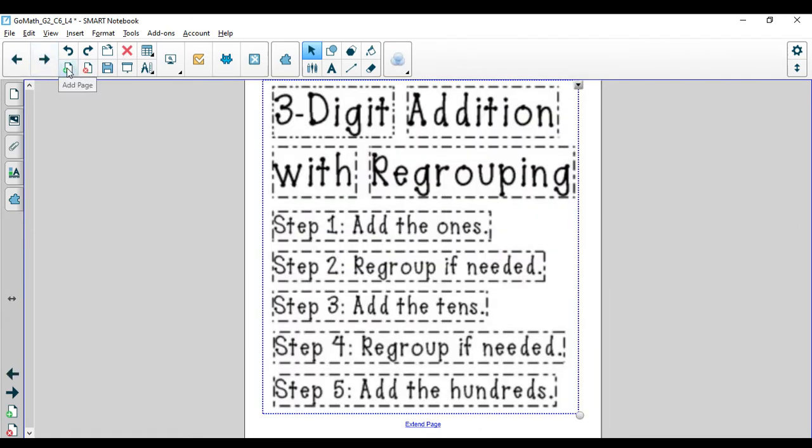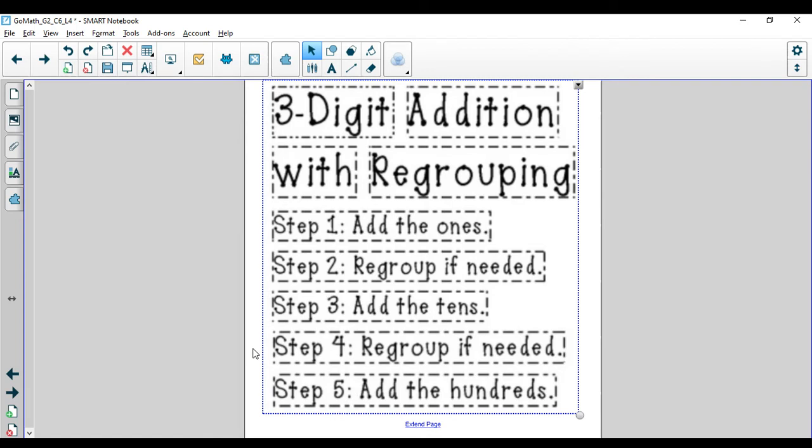So let's review our steps for three-digit addition with regrouping. Step 1, we add the ones. Step 2, regroup if needed. Remember, it's needed if your digits in the ones column add up to more than 9, so 10 or more. And then we move our 10 to the tens place. And step 3, we add the tens.